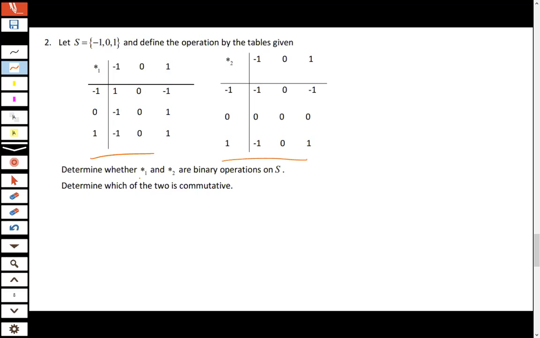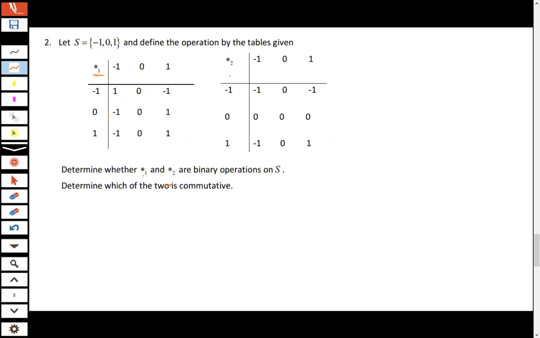So the question is, determine whether *1 and *2 are binary operations on S. You just look at the solutions that you found here. If there's any strange number which is not in the set, then it's not a binary operation. The same applies to this part here. When you look at these numbers, the answers are all just -1, 0, and 1, which tells us that *1 and *2 are binary operations on the set S.